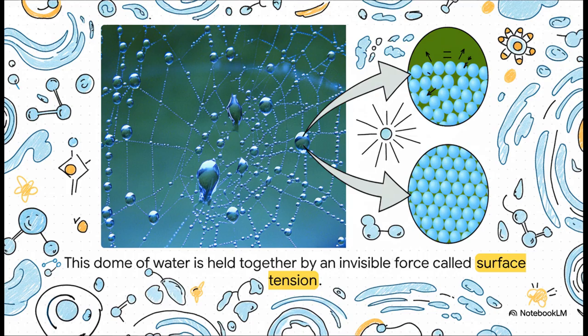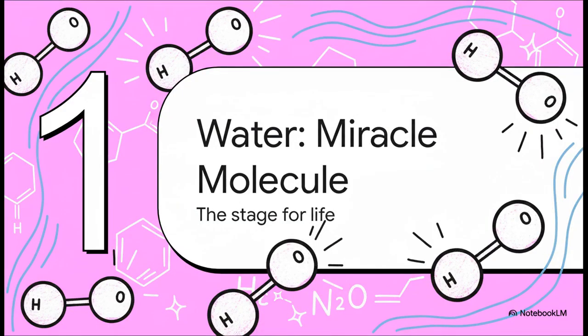That amazing dome is held together by an invisible force called surface tension. And this is just one of water's many, and I mean many, superpowers. These unique properties are so essential that life as we know it just flat out couldn't exist without them. Okay, so where do these incredible superpowers come from? It all boils down to the water molecule's super simple, kind of bent shape. Seriously, this one little detail is what sets the entire stage for the chemistry of life.